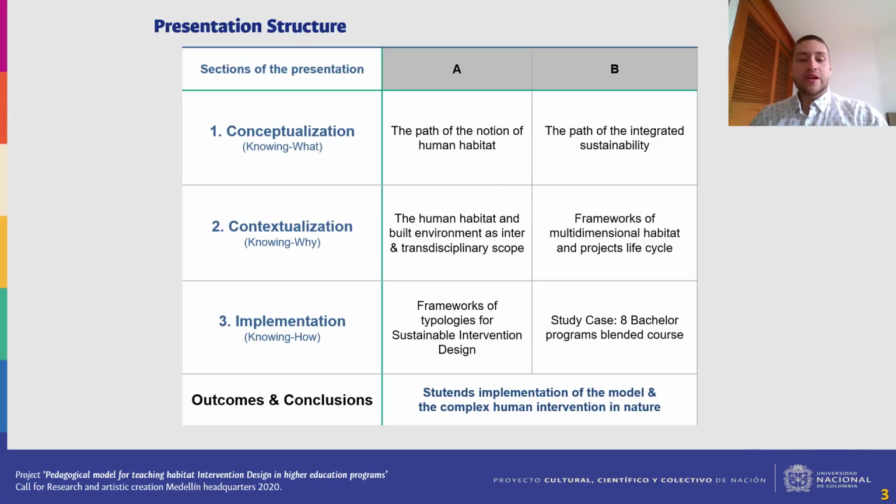Here is the presentation structure, which will be divided into three main sections. The first one is conceptualization, related to knowing what we are facing and understanding it, and is related to two chronologies: the path of the human habitat concept and the path of integrated sustainability.